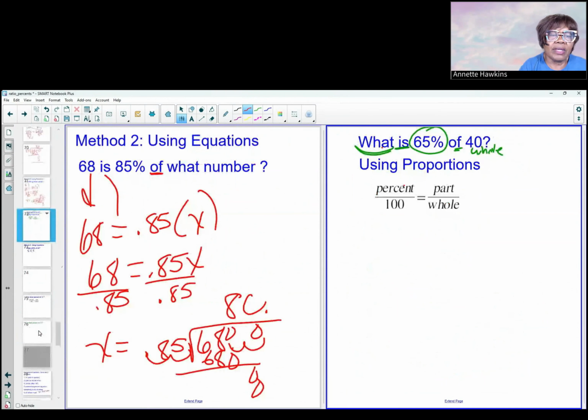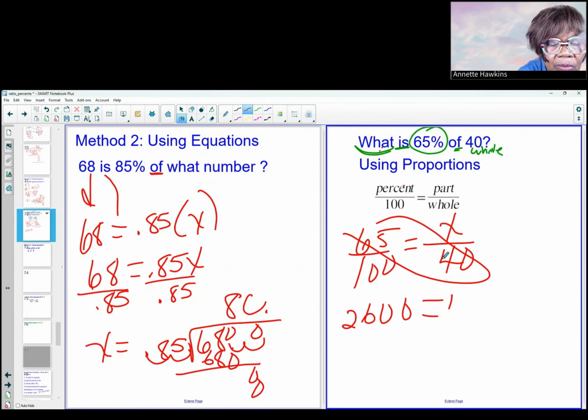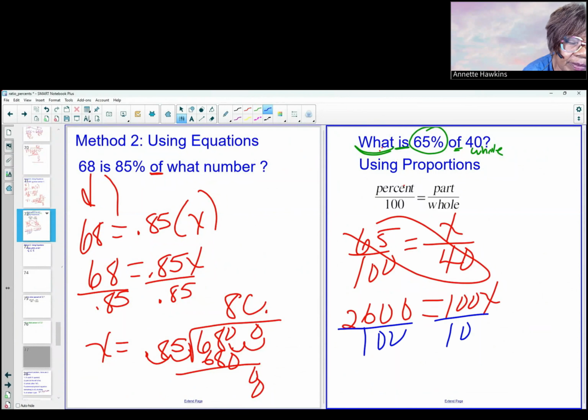All right, what is 65% of 40? The percent is 65. The part we don't know, and the whole is 40. Okay, so 65 times 40 is 2,600 equals 100x. Divide by 100. 26 equals x.